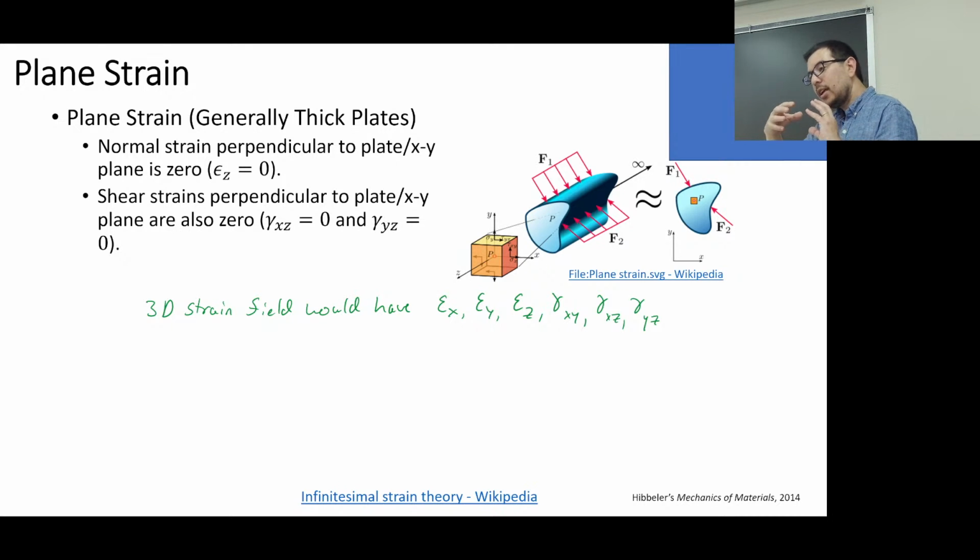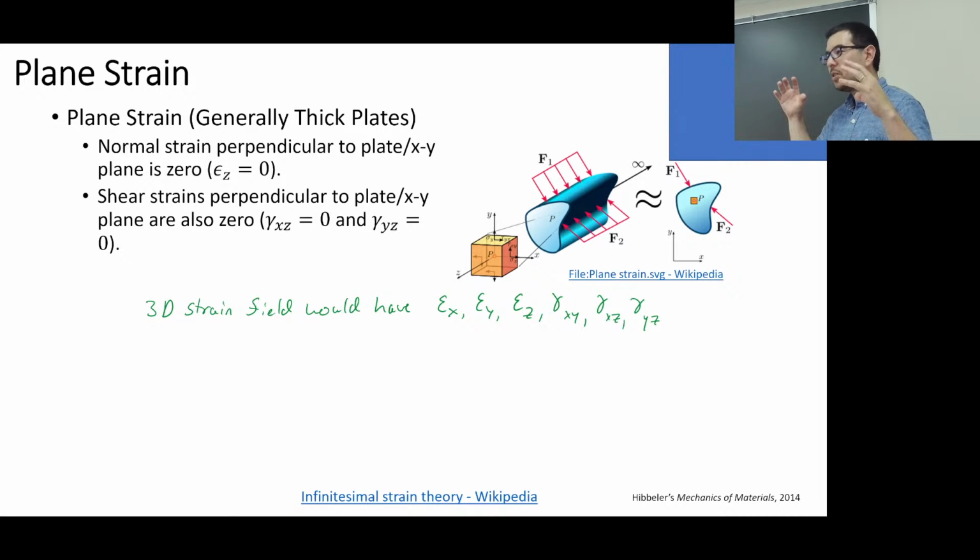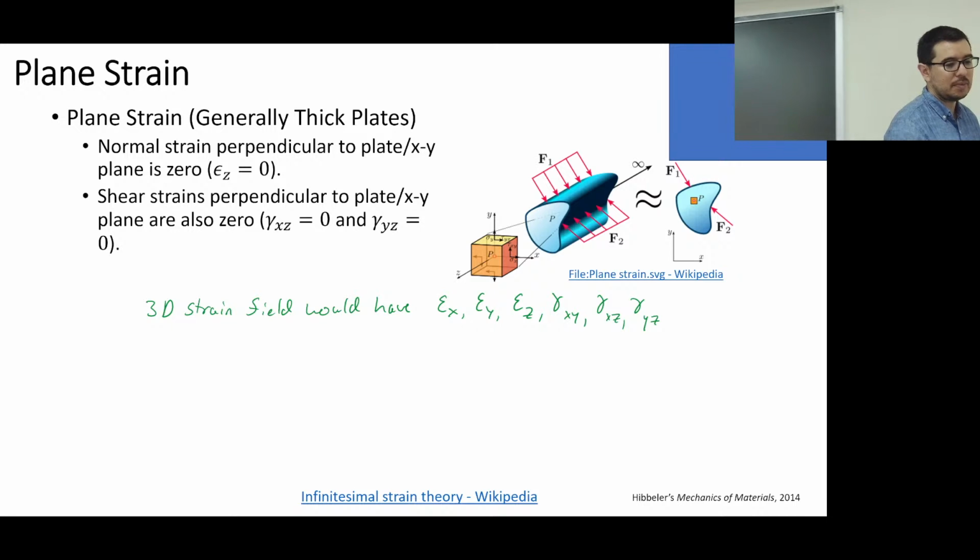Like, if I have epsilon x and I want my epsilon z to be equal to 0, a real material has a Poisson ratio. That means it's going to cause contraction in this orthogonal direction, and also contraction in the y as well. But if we just think about the z direction, it has to be really thick to minimize the effect of the Poisson's ratio. So they're generally thick plates.